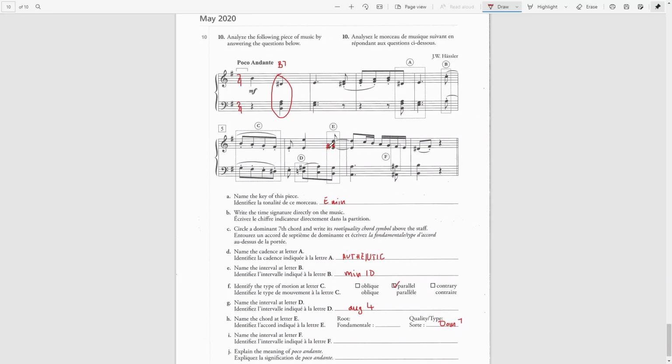Notice this is a dominant 7th that is not native to the key of E minor, yet it still has the structure of a dominant 7th. The root here is E.